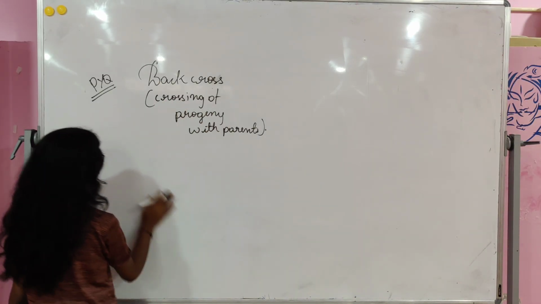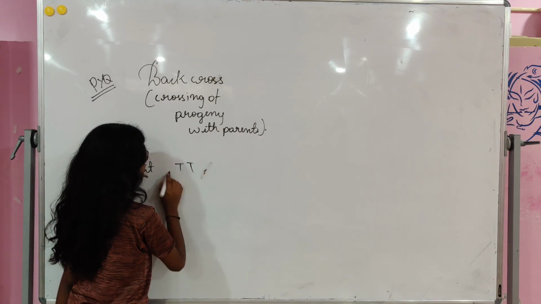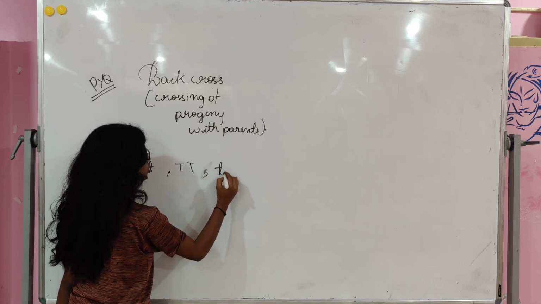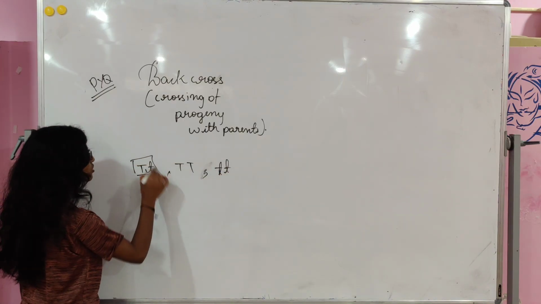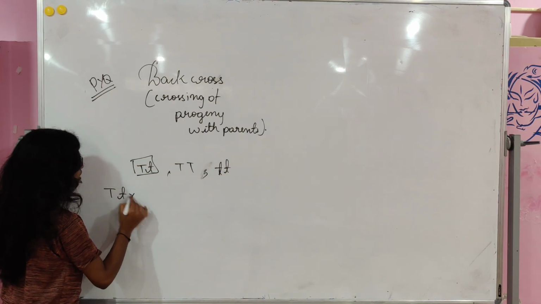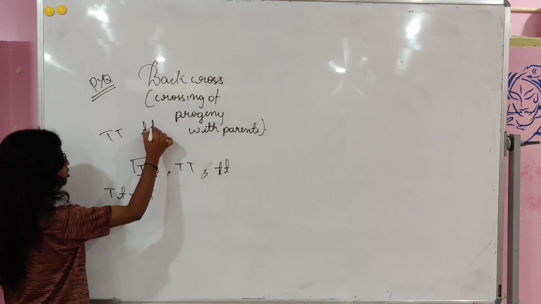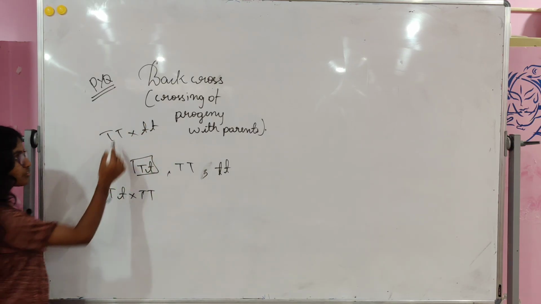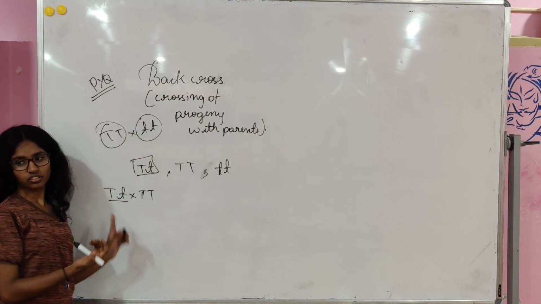In the monohybrid cross, we get TT, Tt, and small t t. So we will cross this one with any parent. Our parents were capital T and small t, right? So we'll take any one of them, capital T or small t. So this is our progeny.